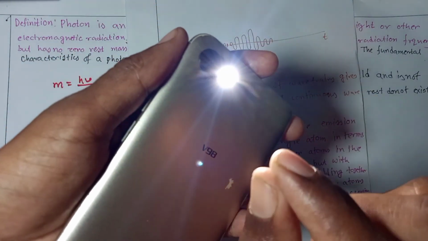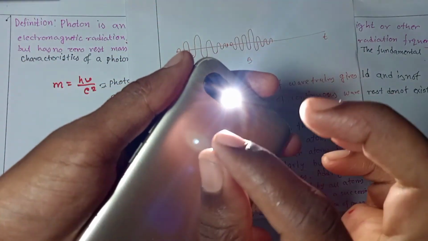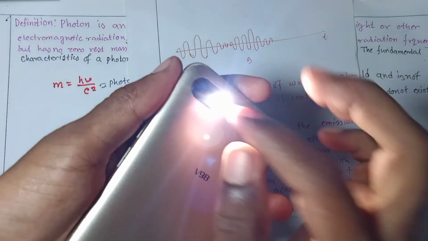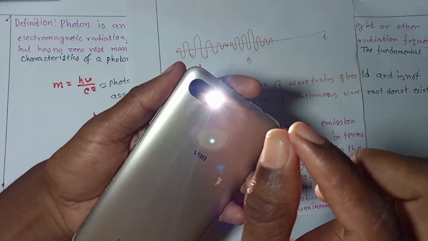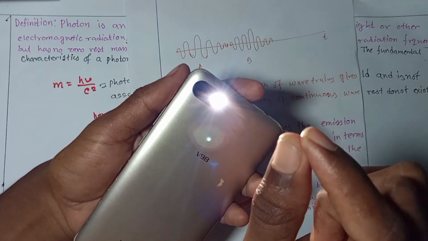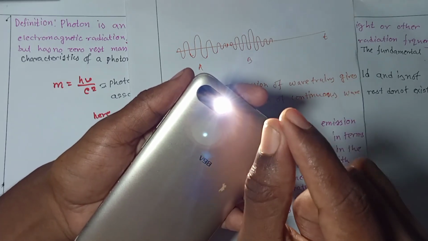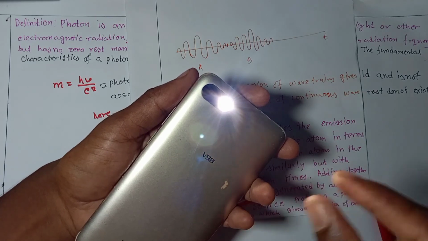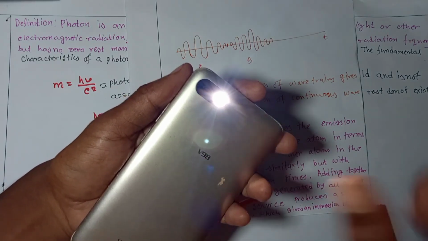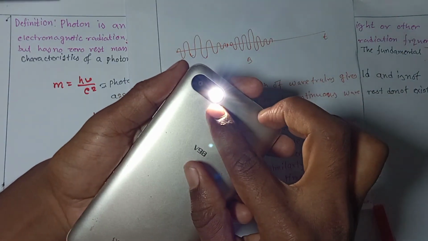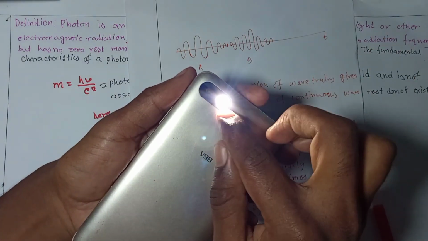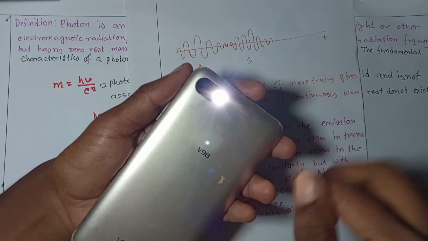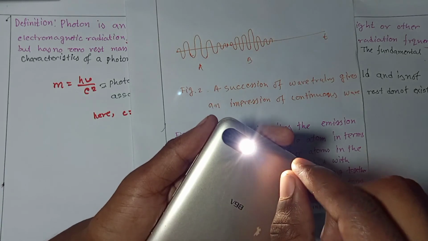In the meantime there are a number of atoms in that source producing the same emission, and we add them and get an impression of continuous wave. This is the source of light, and a number of atoms in that source. This is the photon concept.